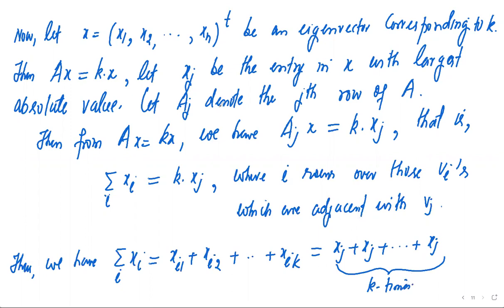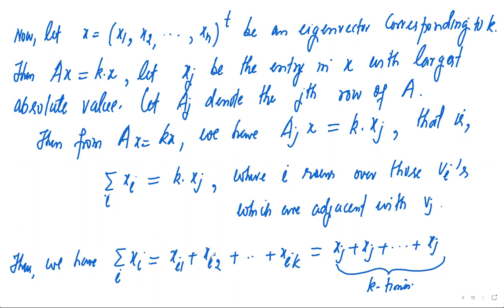But now here we have assumed that this xj is an entry in X with a maximum modulus. So when xj is the entry with the maximum modulus, that means that the modulus of these xi1, xi2, xik is always less or equal to k. So none of these can have modulus less than k, and in fact none of them can have modulus greater than k. Because if some of them have modulus greater than k, that would be a contradiction to the fact that xj has the largest modulus.